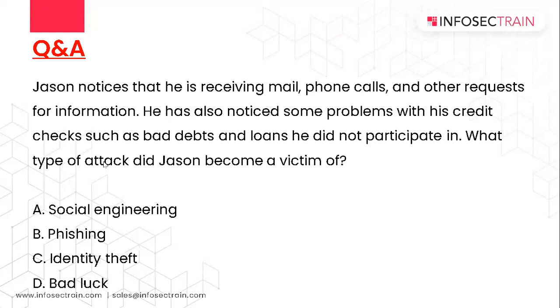Okay, so the question says that Jason notices that he is receiving mail, phone calls, and other requests for information. He has also noticed some problems with his credit checks, such as bad debts and loans he did not participate in. What type of attack did Jason become a victim of? Okay, so guys, over here, option A is social engineering.